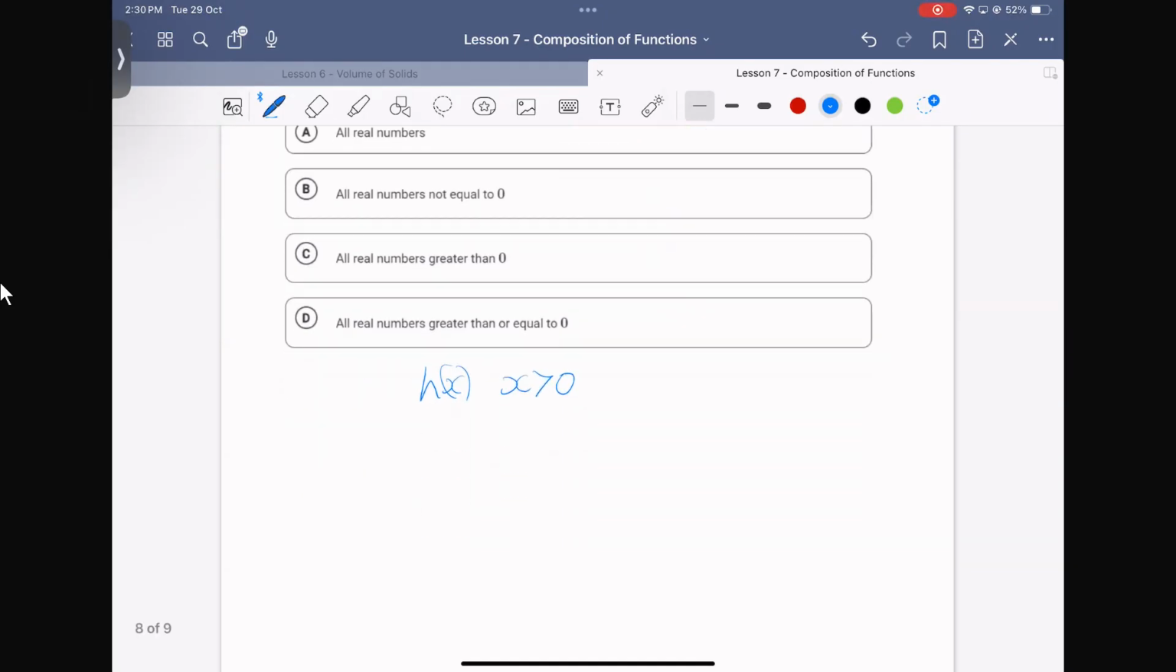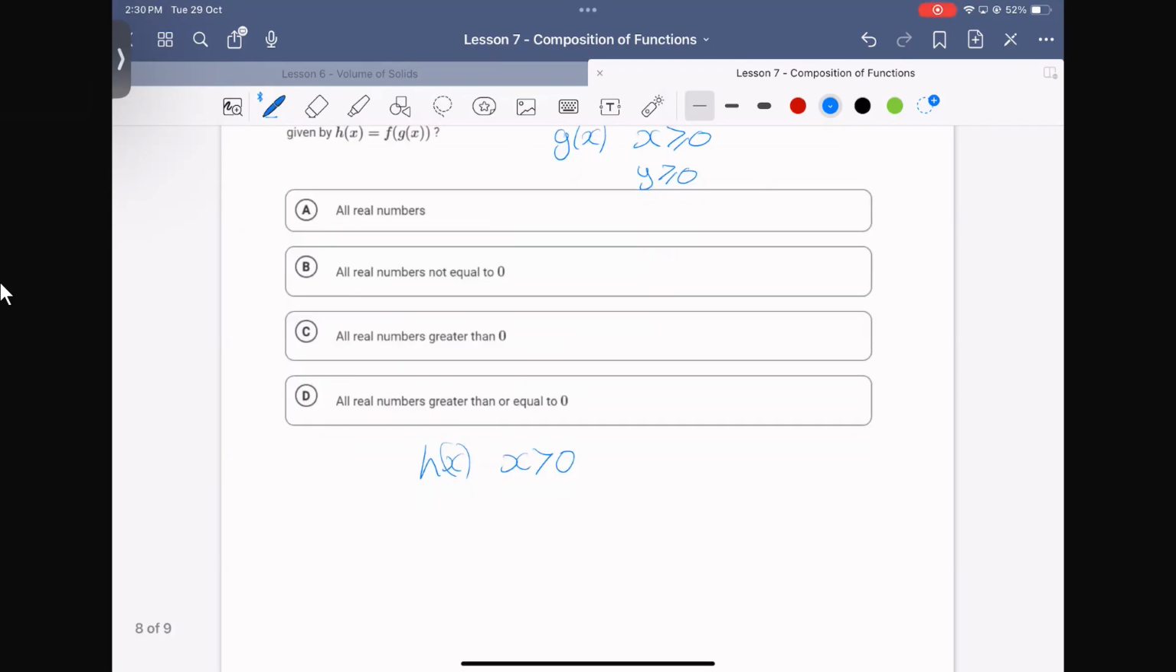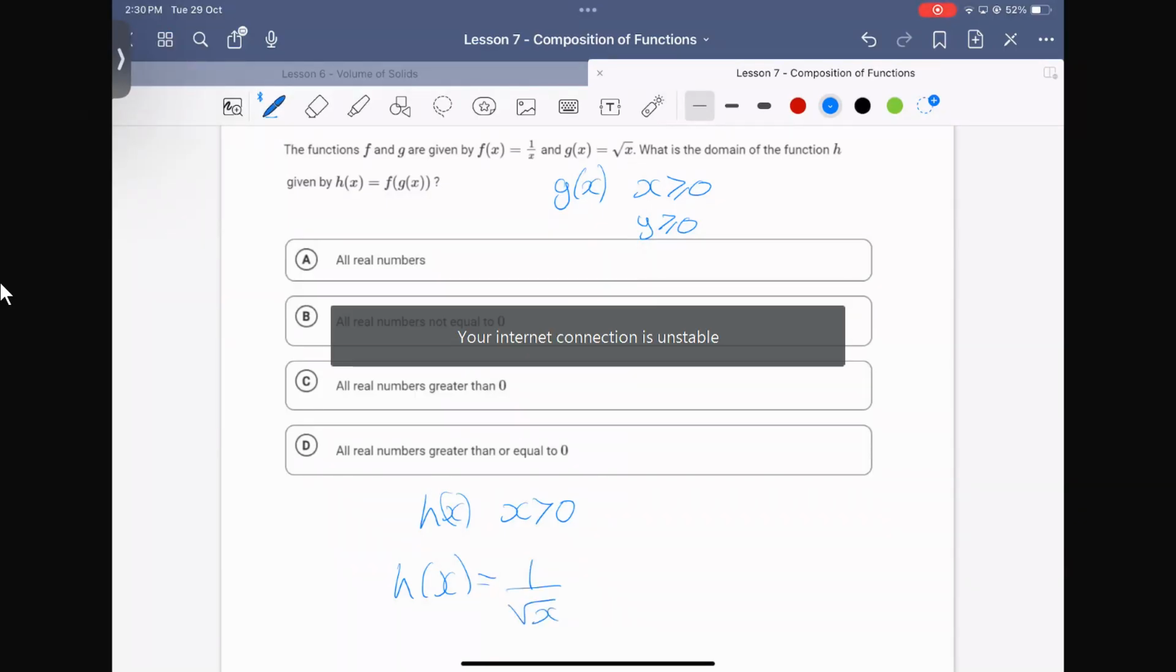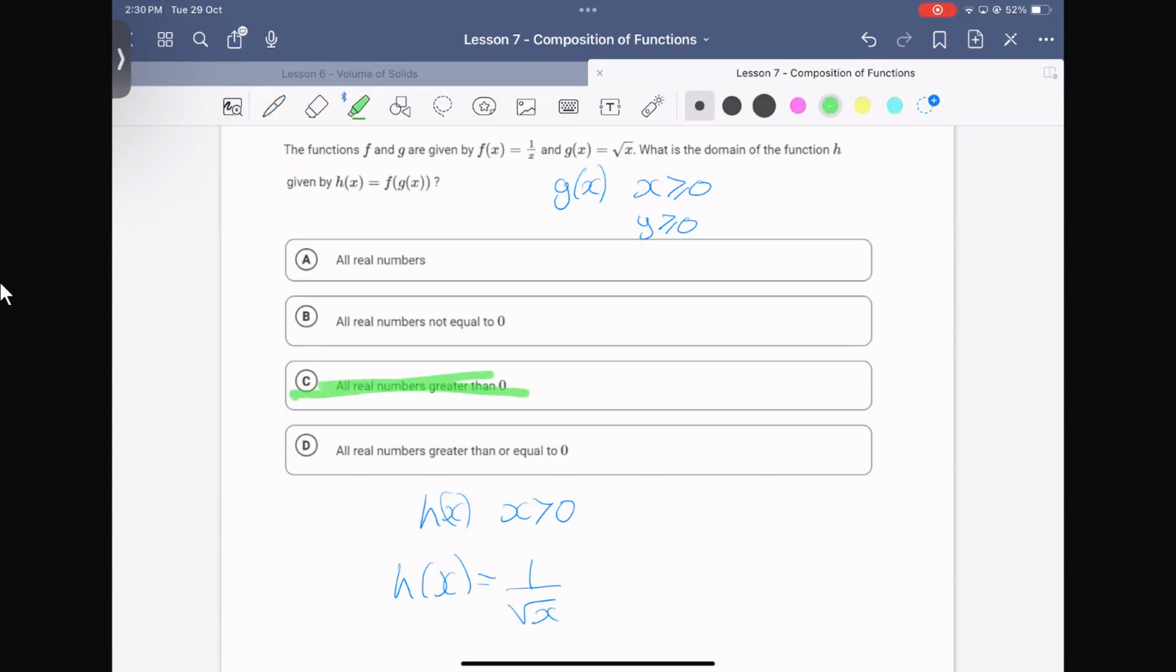We can also examine it by finding h of x. H of x is going to be equal to 1 over root x. So if we just look at this function here, clearly x can't be 0, and it can't be negative. So we get C as our answer.